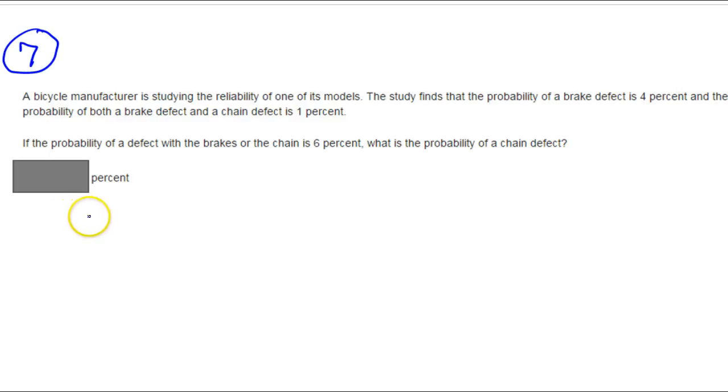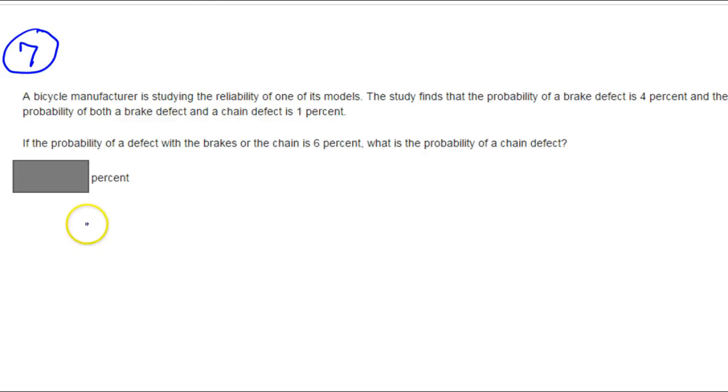Here is the formula for when you're talking about events that are not mutually exclusive. Apparently, the event of having a brake defect and the event of having a chain defect are not mutually exclusive, because they're talking about the probability of both things happening. The probability of having both a brake defect and a chain defect is 1%. If they can both happen at the same time, there's some overlap here.